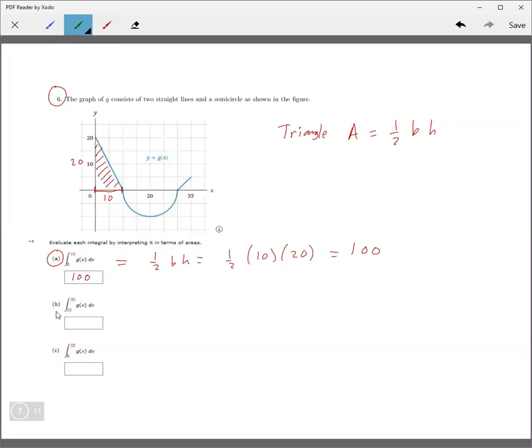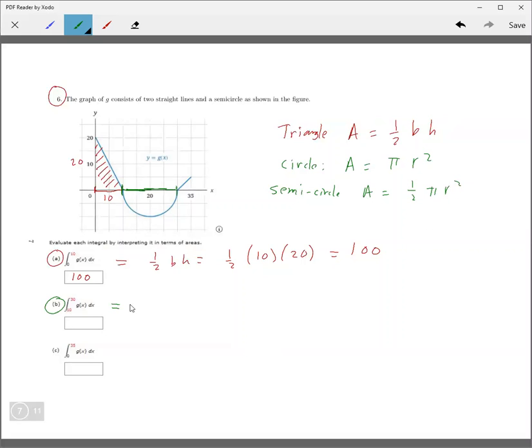Okay, now the answer to the second part. From 10 to 20, no, from 10 to 30. So from here to here, I want to know what's the integral from here to here. And we know that the area of a circle is pi r squared, but a semicircle, which is half a circle, your area is going to be 1/2 of that.